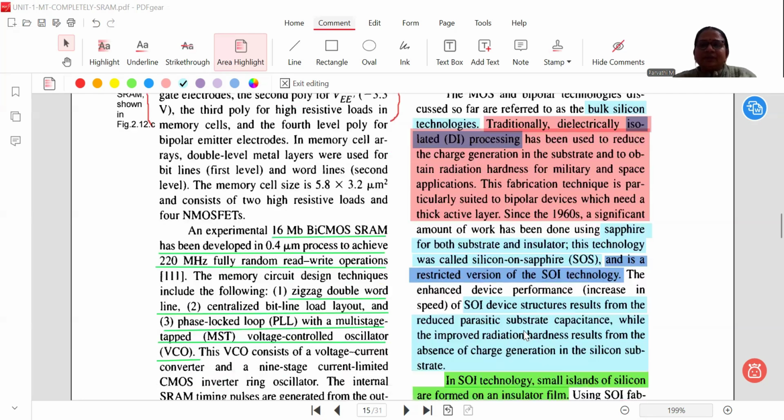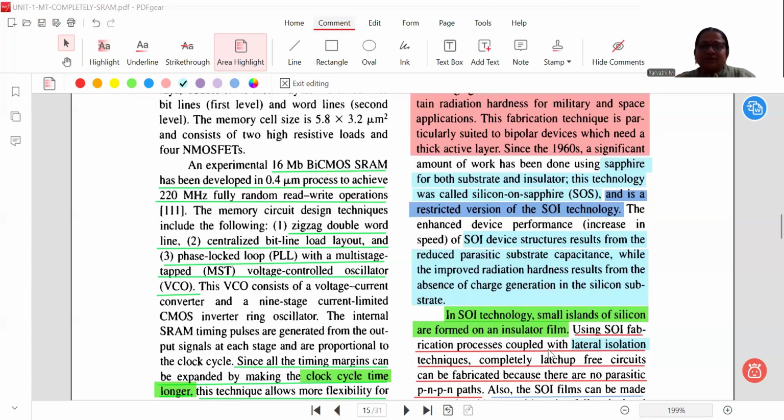This is a restricted version of the silicon on insulator technology. The enhanced device performance of the SOI device structure results from the reduced parasitic substrate capacitance. When we use sapphire material, the parasitic elements, resistance and capacitance, would be reduced such that the performance will be improved. Radiation hardness will be improved, and the charge generation between the components also reduces. That was the performance improvement we can observe in silicon on sapphire technology.